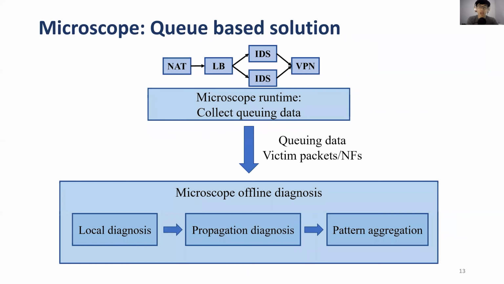Here is the architecture of Microscope. At runtime, Microscope collects queuing data from the NFV, which could be used to identify victim packets and perform diagnosis. After collecting the data and the victims, Microscope then performs offline diagnosis for those victims. The diagnosis consists of 3 steps, including local diagnosis, propagation diagnosis, and pattern aggregation. I will introduce them now.